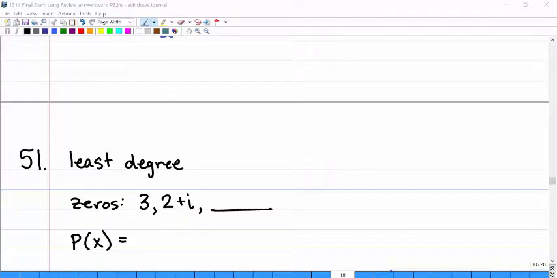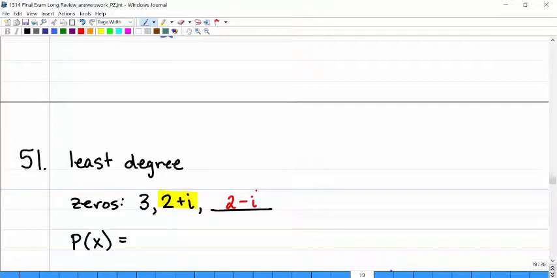Number 51 says to find a polynomial of least degree with only real coefficients and having the given zeros of 2 plus i and 3. And the hint said that there's one more zero. Because zeros come in what are called complex conjugate pairs, if you know that you have 2 plus i, you also know that you have 2 minus i as a zero.